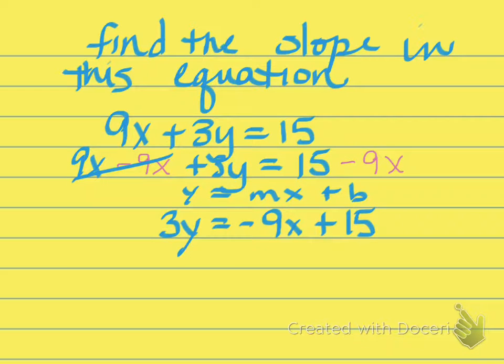So the x term with the slope in front of it is going to be written in this format, so I just transposed it. Now, of course, it does say y, not 3y, so we need to eliminate that 3 in front of the y. And the way we do that is with division. 3 times y, we want to eliminate that. We do 3 divided by 3. Negative 9 divided by 3. 15 divided by 3. We end up with y equals negative 3x plus 5.